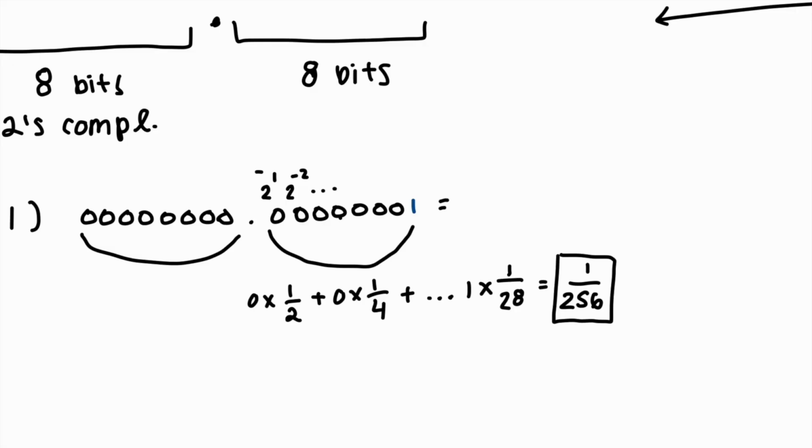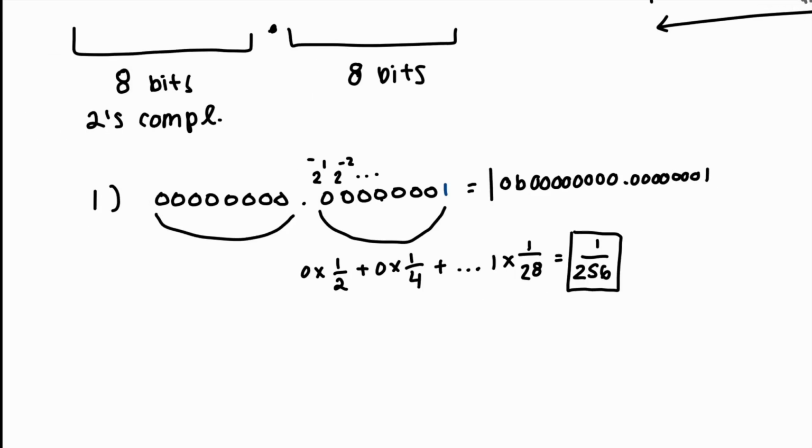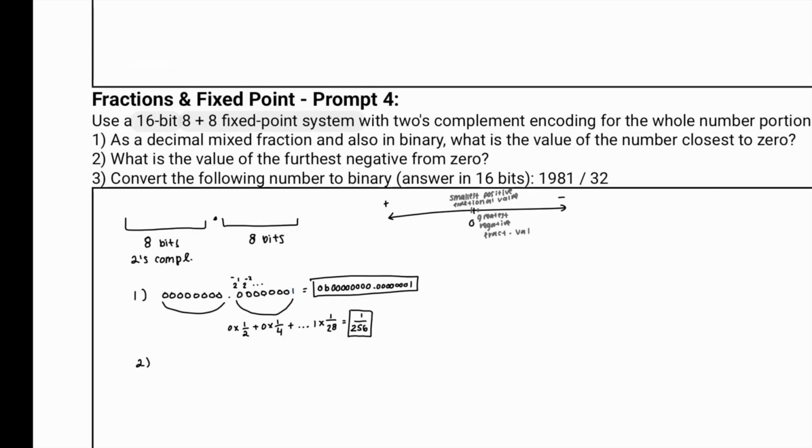So in binary, this would just look like 0b. And that would be the value of the number closest to 0. The next question asks us, what is the value of the furthest negative from 0?